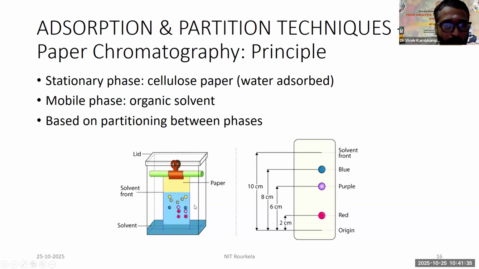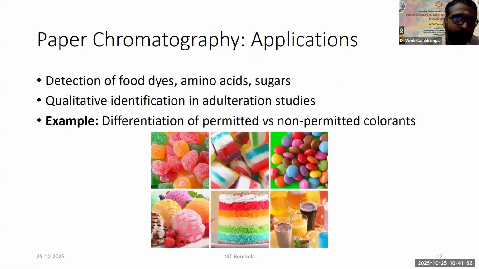Normal cellulose paper is also possible, water adsorbed. Okay, water may be adsorbed on the cellulose paper. Mobile phase, any kind of organic solvent you can use. Based on the partitioning between the phases, you can identify different pigments. This is called the adsorption and partition technique.